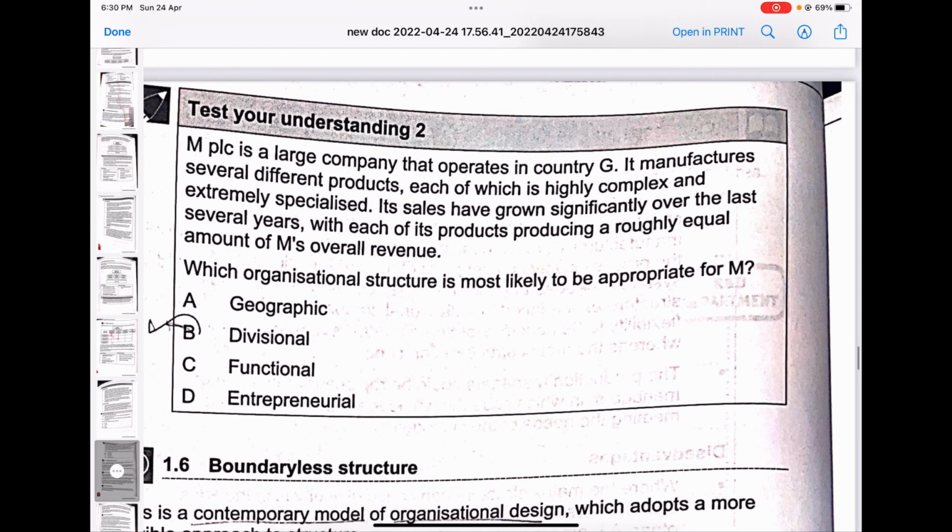MPLC is a large company that operates in country G. It manufactures several different products, each of which is highly complex and extremely specialized. Its sales have grown significantly over the last several years, with each of its products producing a roughly equal amount of the company's overall revenue. So obviously, since they have many products, they should have the divisional structure. So option B.